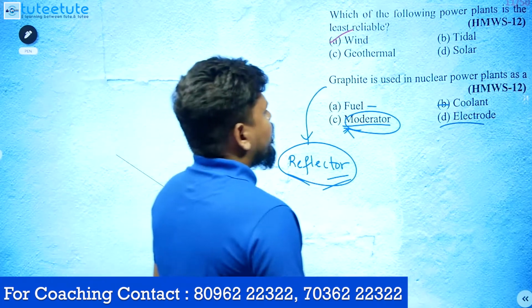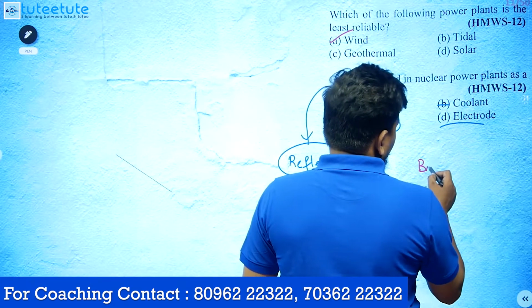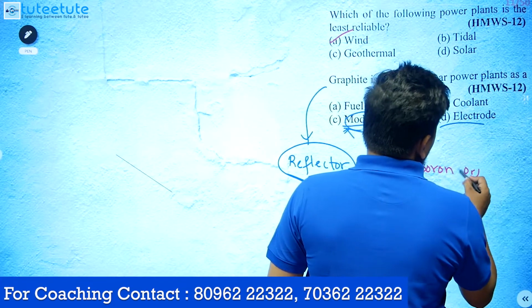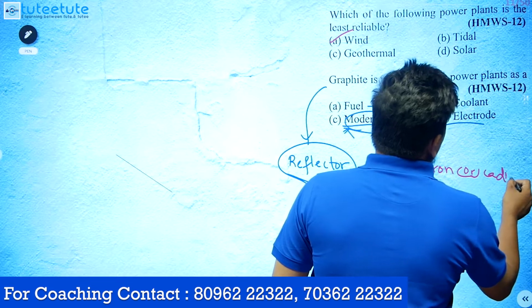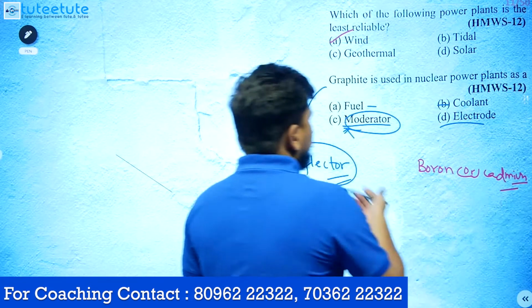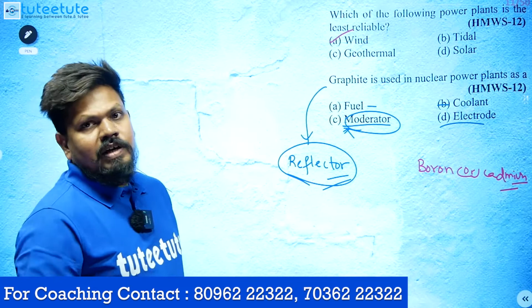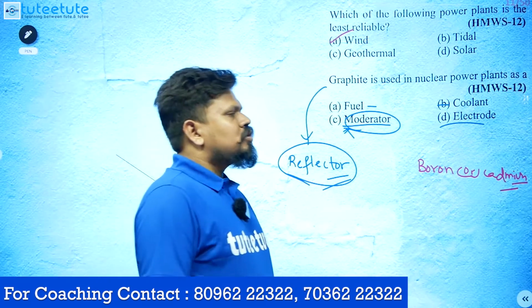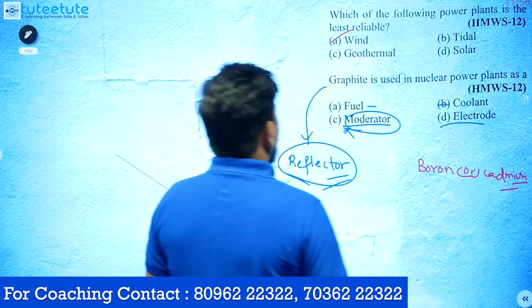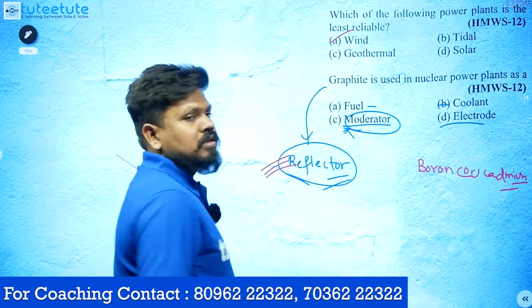Instead of boron or cadmium for the control rods, we cannot use graphite because it will reflect definitely. So that's why we cannot directly use graphite there. The answer for this question generally is reflector.